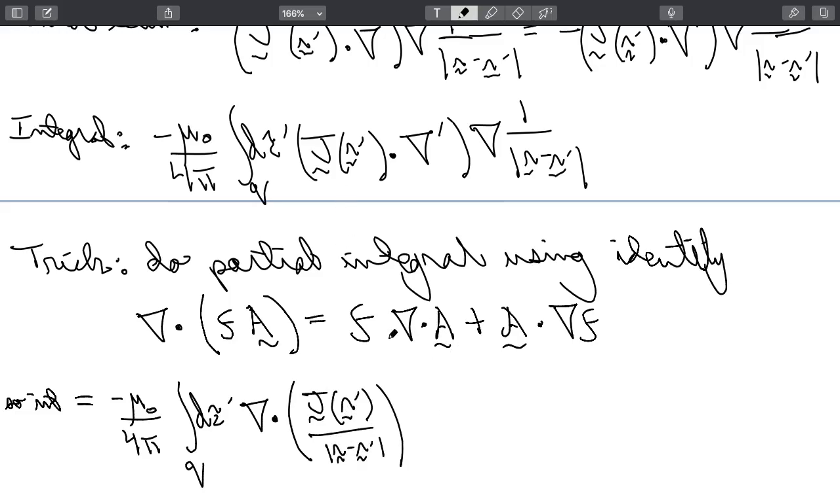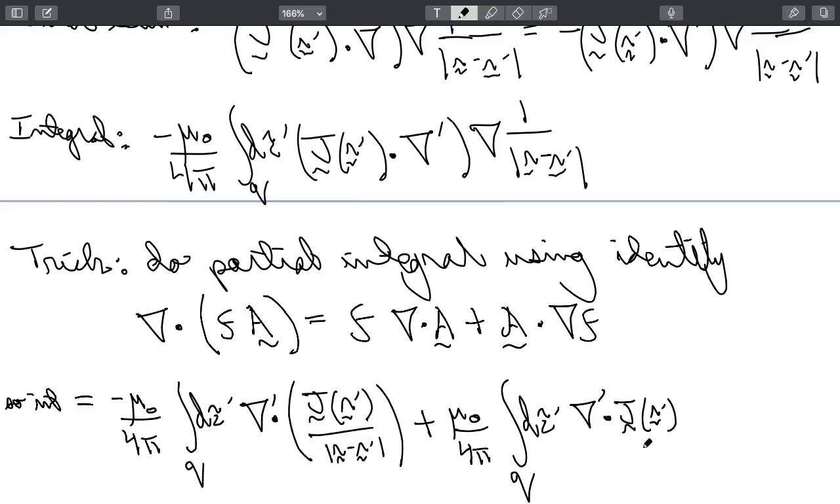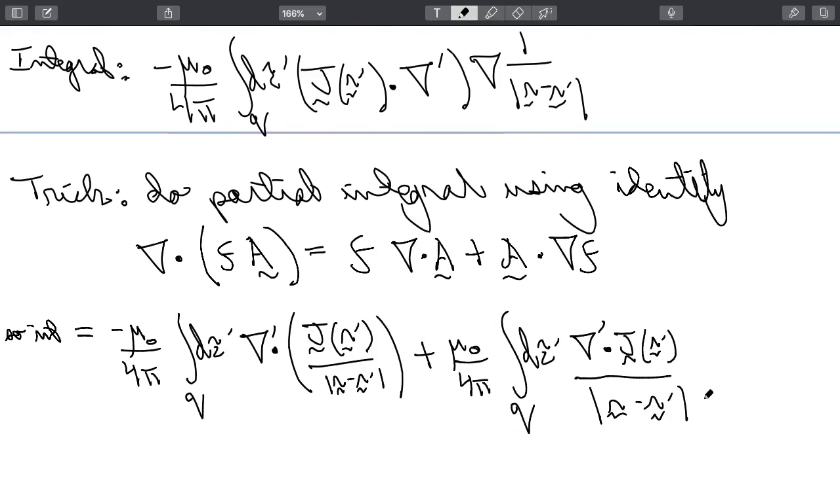Okay? And now I've got this term on the other side, so plus mu 0 over 4 pi, and now the integral over my volume, d tau prime, of this term here. This is now just in the primed coordinates. So in the primed coordinates, essentially what I get is just the div prime of J of r prime divided by r minus r prime.